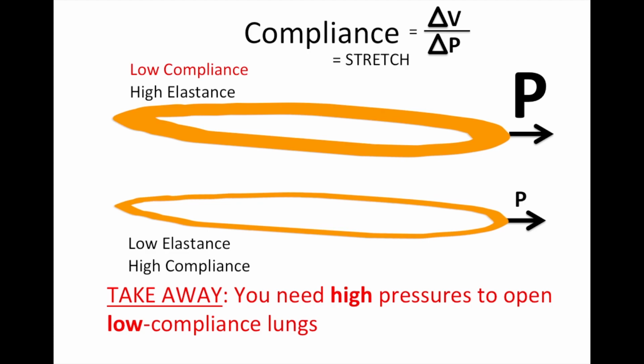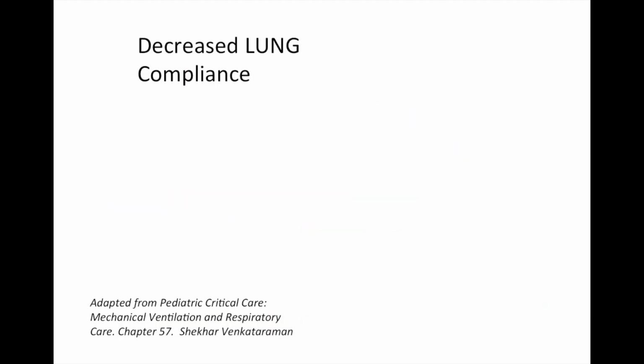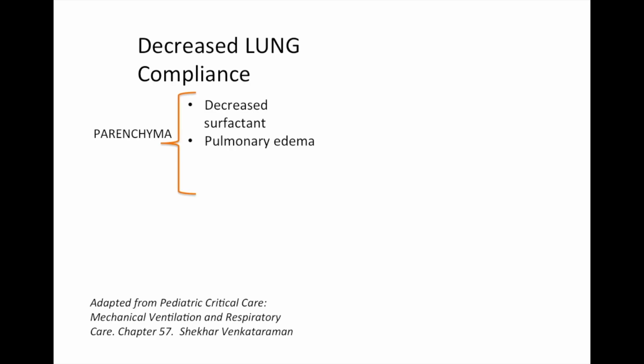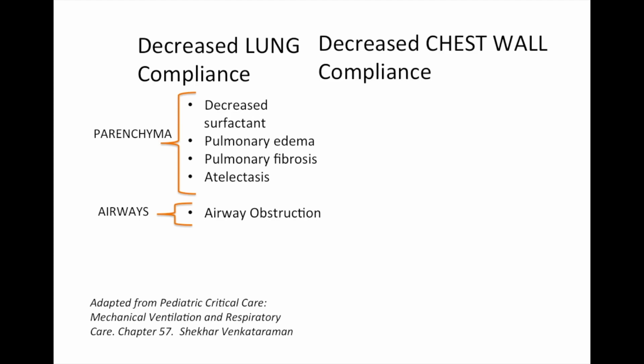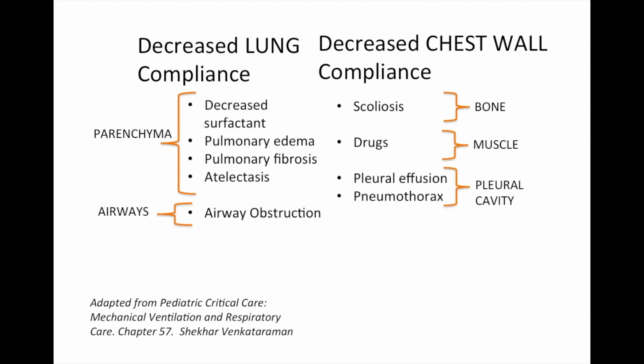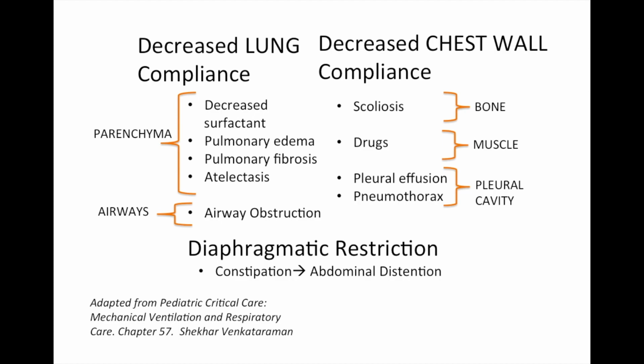So what makes a lung have low compliance? We have decreased lung compliance because of issues in the parenchyma or alveoli, like decreased surfactant, pulmonary edema, pulmonary fibrosis, atelectasis, or problems in the airway like obstruction. We can also have decreased chest wall compliance because of problems in the bone, like scoliosis, in the muscle from certain medications, or pleural cavity from fluid or air in that space. Another thing to consider is diaphragmatic restriction, and a good bowel regimen can prevent constipation, which can cause abdominal distension and prevent the lungs from expanding.